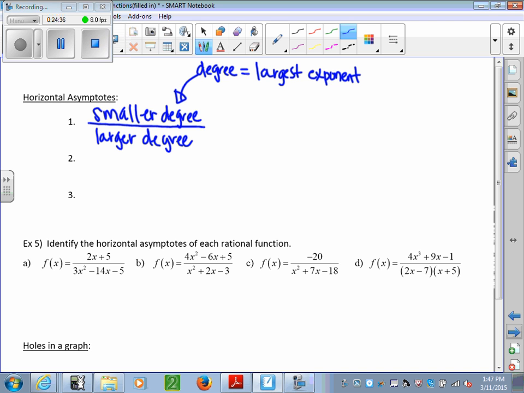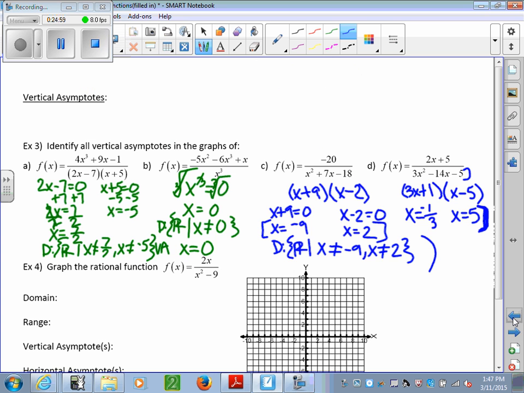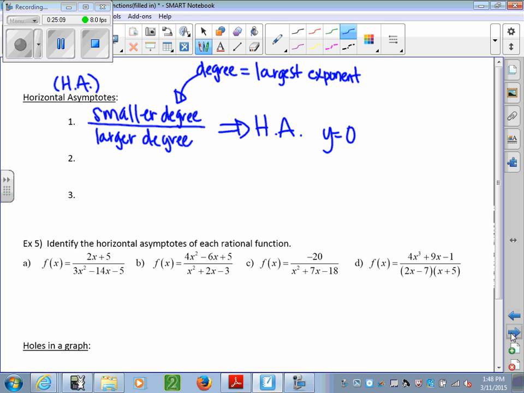So, my smaller degree divided by larger degree, then I have a horizontal asymptote, which I'm going to abbreviate as HA. So HA stands for horizontal asymptote. I have a horizontal asymptote of y equals 0. Now notice, my horizontal asymptotes are always y equals something, whereas we have been talking about vertical asymptotes, which were always x equals something. If you go back a page and look at our vertical asymptotes, we always said our vertical asymptotes were x equals something. Okay, so that's the first rule.